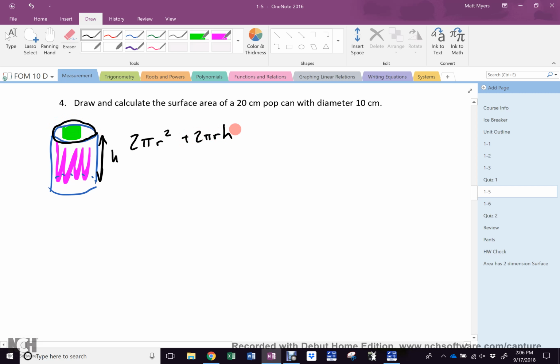Everybody cool? If you write it out, you can't do it wrong. Do I have a radius from the question? Yes, I do. What's the radius? Radius is 5 because the radius is half the diameter, yes? Do I have a height? 20 centimeters. Do I have all the unknowns for this equation? Yes. 2 pi, what's r? 5 squared plus 2 pi, what's r? 5. What's h? 20. Now, don't go to your calculator.